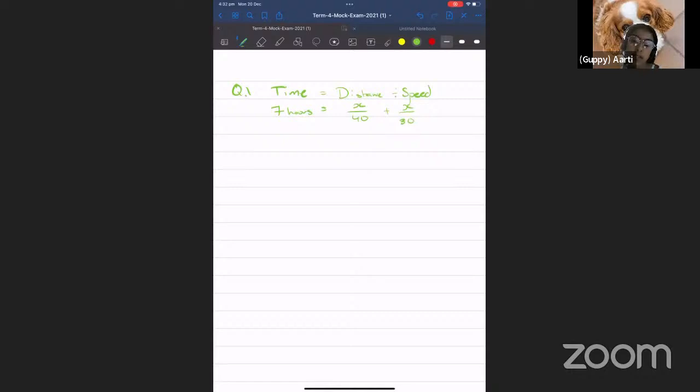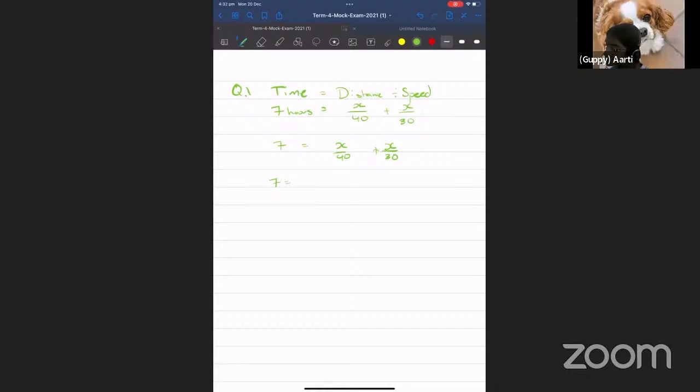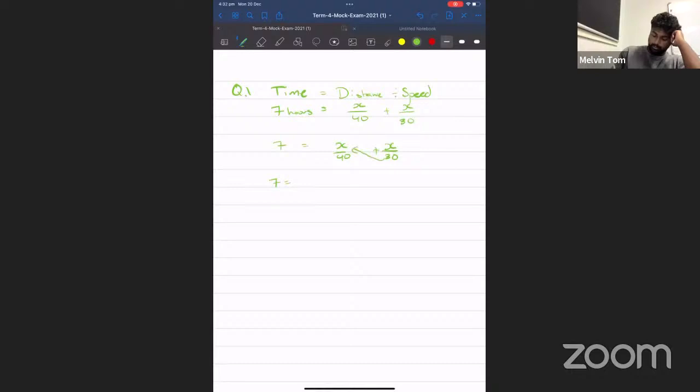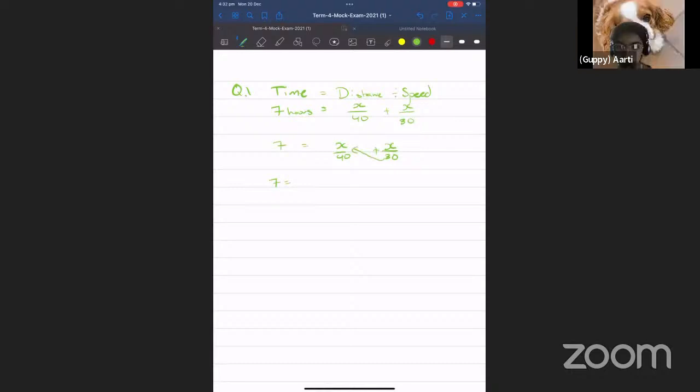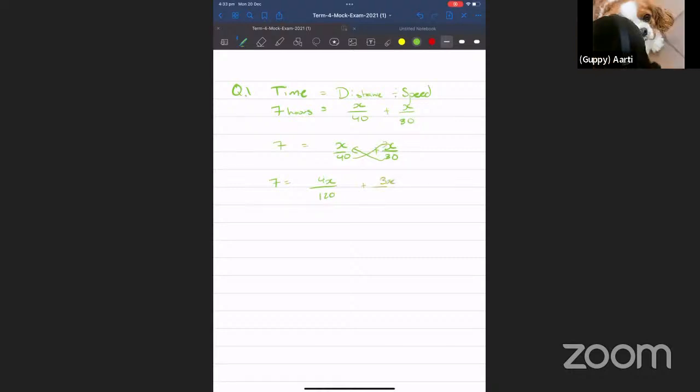Yes. So now we have 7 is equal to X over 40 plus X over 30. Now, what's the lowest common denominator? We know it's 120, right? So it becomes 7 is equal to... How much does 30 go into 120? 4 times. So this becomes 4x over 120. Then what about 40? How many times does it go into 120? 3 times. 3x over 120.